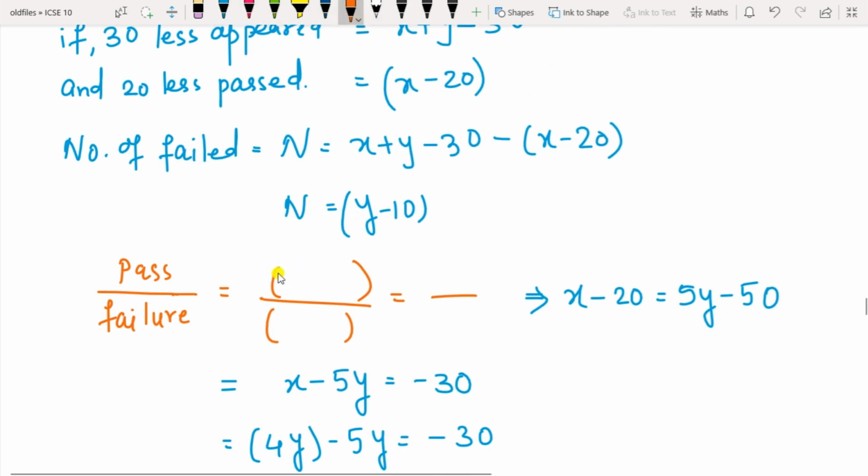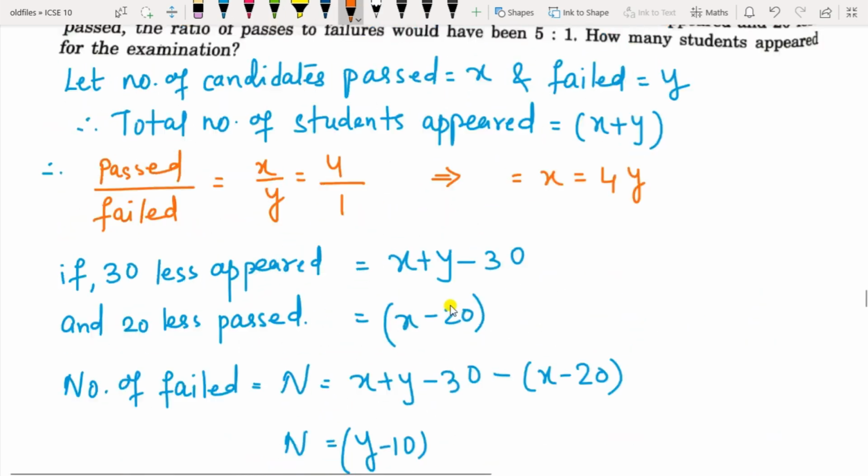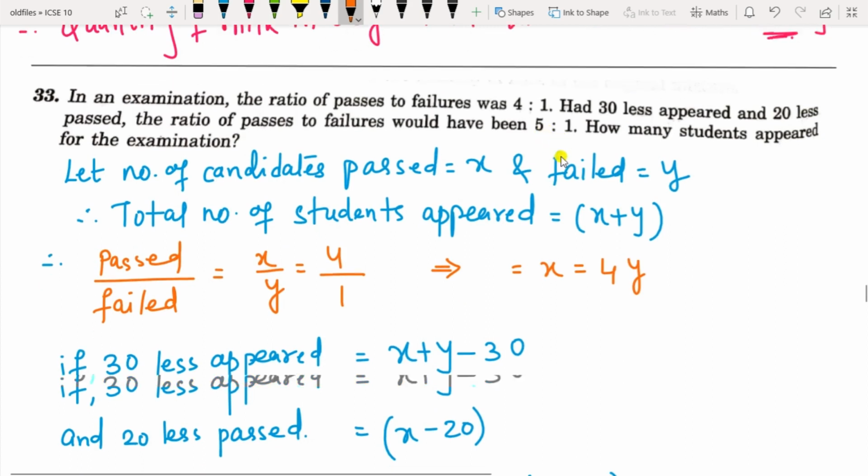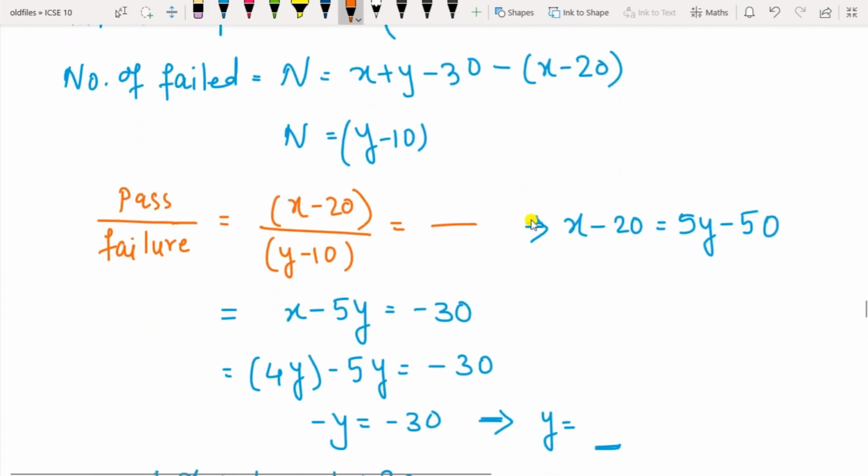Pass is here x minus 20, fail are y minus 10. The new ratio here is becoming 5:1. This is 5 upon 1. So cross multiply and solve it. You get the value of y as 30 here.